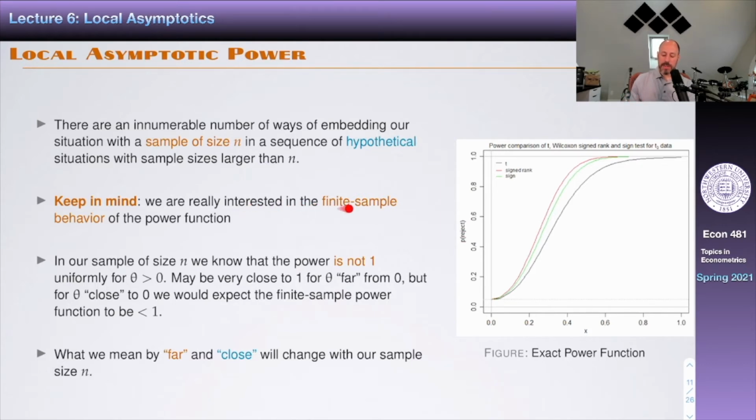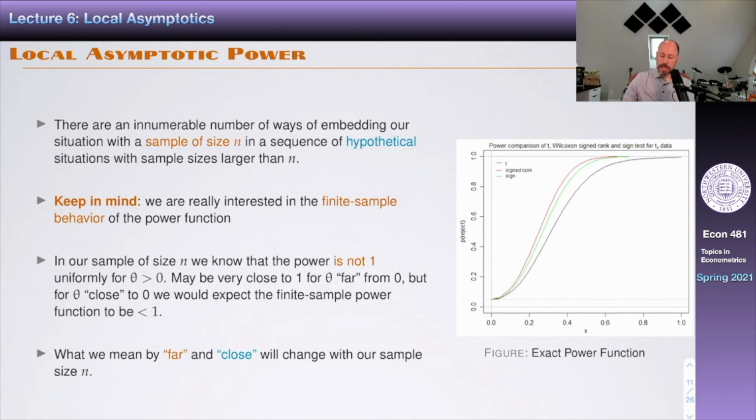What we really care about is the finite sample behavior of the power function, what I call pi n of theta, and not really some limiting object. The idea of the limiting object is to approximate the object we care about. In our sample of size n, we know that the power is not 1, at least not uniformly over all the thetas in the alternative. It may be very close to 1 for thetas that are far from 0, but for thetas that are close to 0, we would expect the finite sample power function to be less than 1. And so here, you have the actual power function for some sample size. Doesn't matter what sample size.